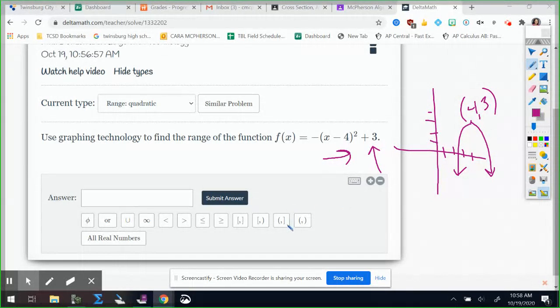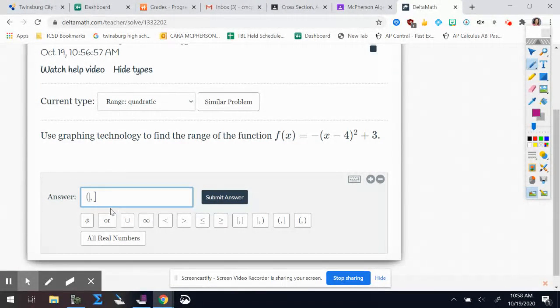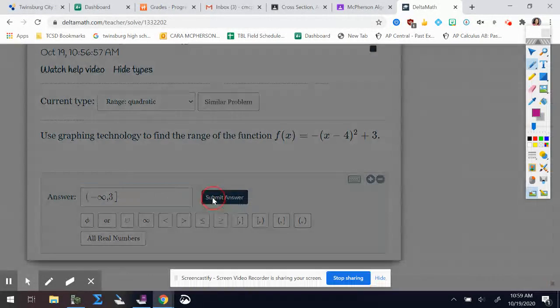So the way we write that, anytime you have a negative infinity, you do need a parenthesis. So negative infinity until we get to 3. And 3 is included, which is why I put a bracket around it. And then we submit that answer.